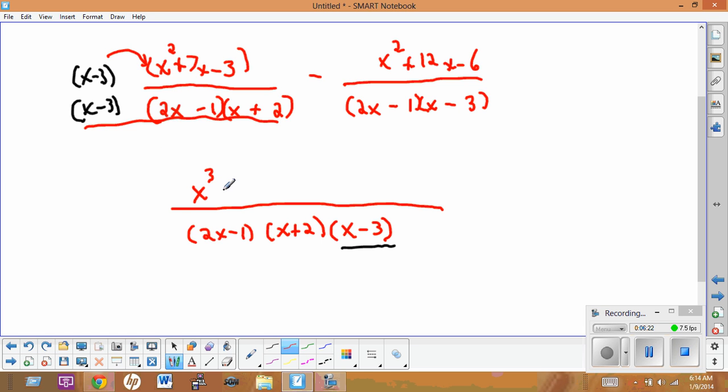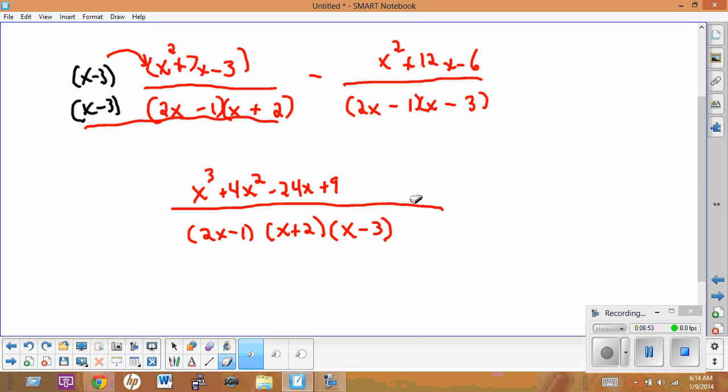x cubed plus 4x squared minus 24x plus 9. Okay, if you didn't get that, go ahead and check your work again. It's just FOIL, or multiplication using the distributive property, the proper term. And we're going to do the same thing to the other side.